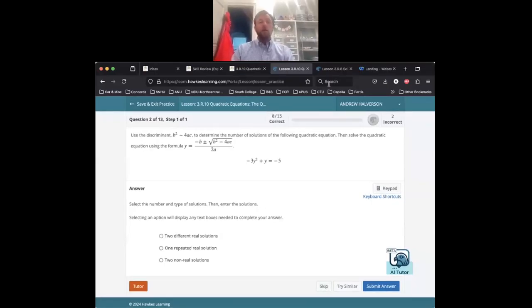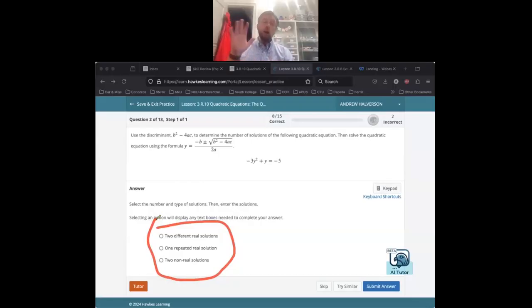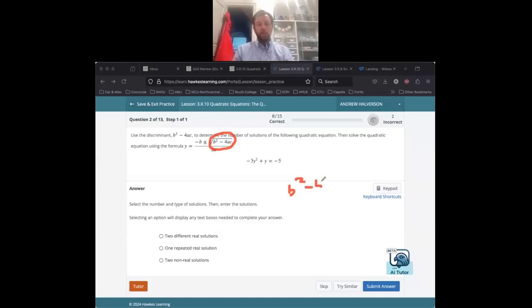Okay, so this question here asks, how many solutions does it have? There's 3 choices. And this is for all quadratic equations. You'll either have 2 different real solutions, 1 repeated solution, or 2 non-real, which we know are complex, imaginary solutions. How do we know which one is which? Well, it all boils down to what we call the discriminant. And the discriminant is this thing right here, this part, b squared minus 4ac.